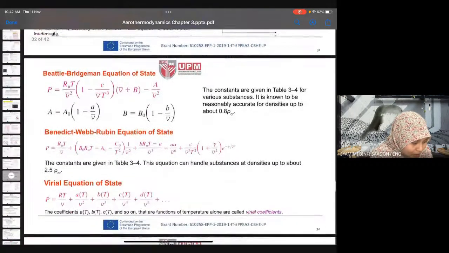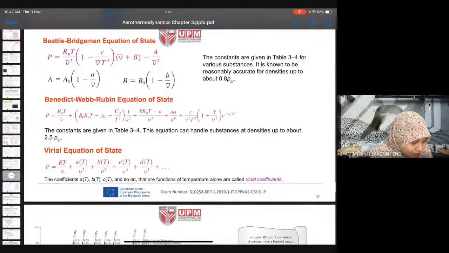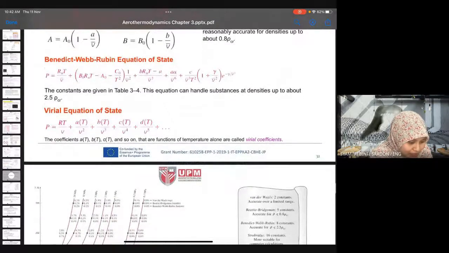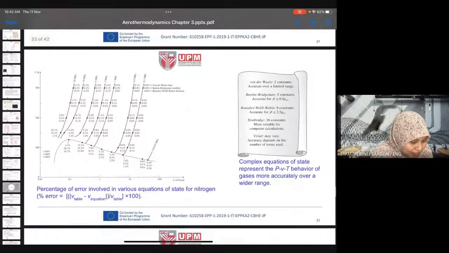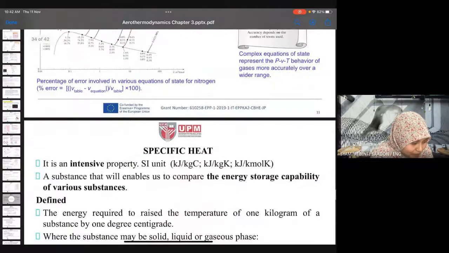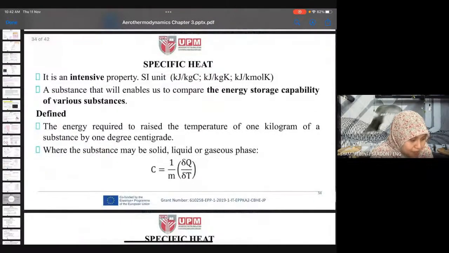BT Bridgman Benedict viral equation of state. So there are many more, but okay, no problem. We skip this. Okay, specific heat.